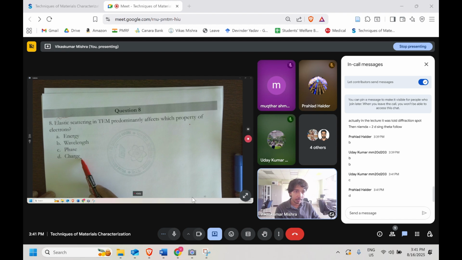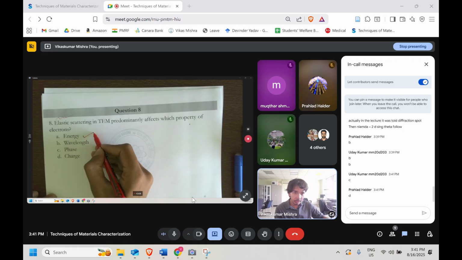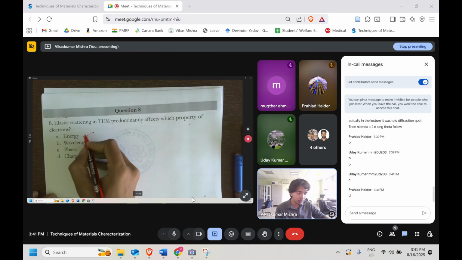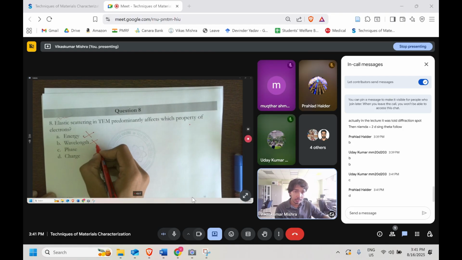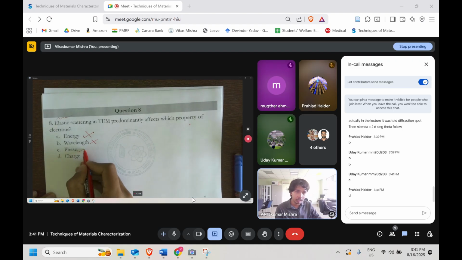What do you think? Let's say elastic scattering is happening. Is it going to change the energy of the beam, the scattered electron? No, the energy is going to be conserved. Energy is the same, wavelength will not change. What is going to change is the phase. The charge is not going to change, because what I put in is an electron and what I am getting out is an electron itself. The charge remains the same. So right, it's the phase which is going to change.